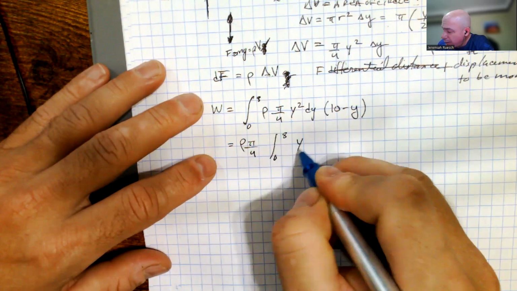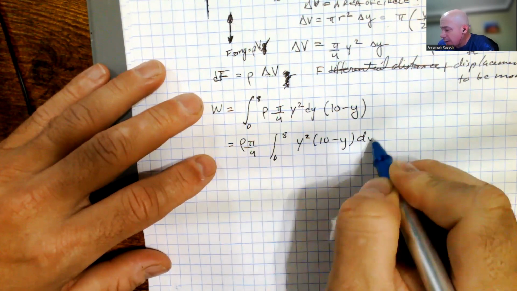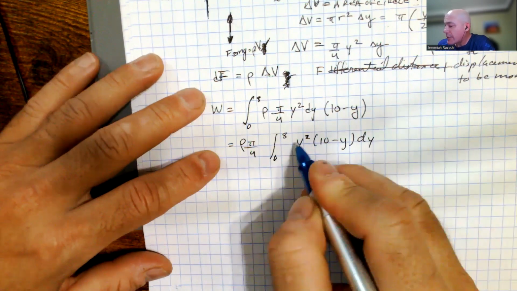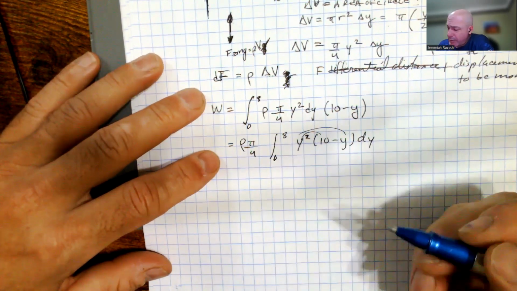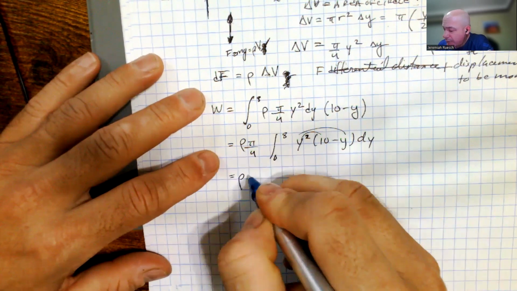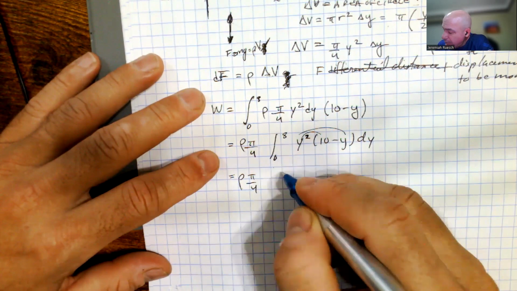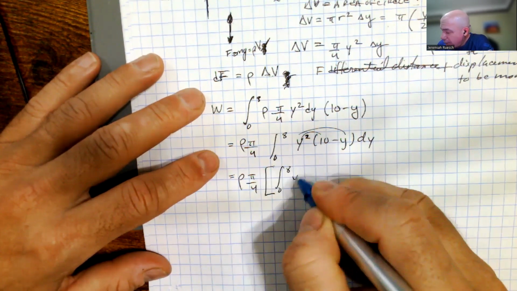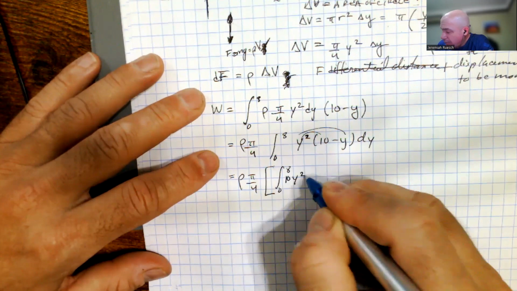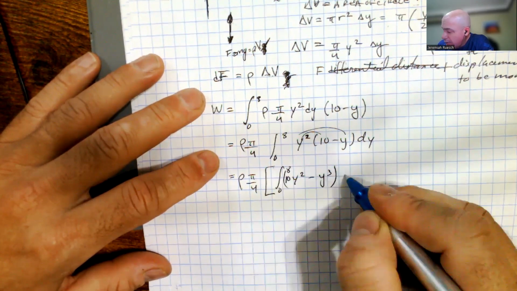What do we have? y squared times 10 minus y dy. So distributing this into each term, and then using the power rule will probably be the most direct method. So rho pi over 4, and I will write it out just to be clear: 10y squared minus y cubed dy.